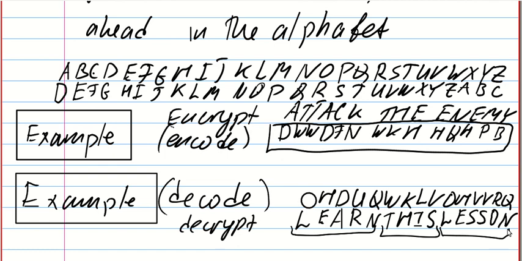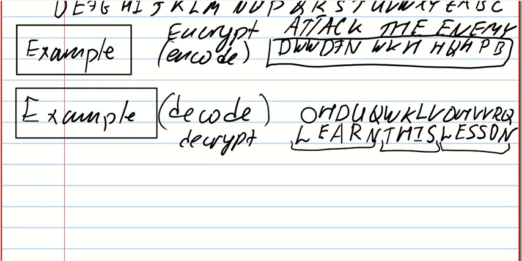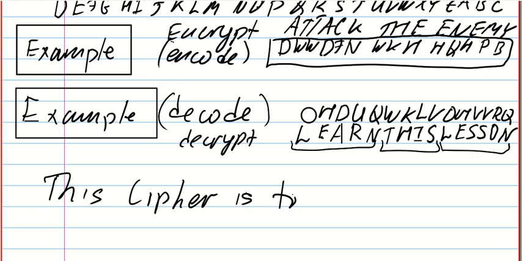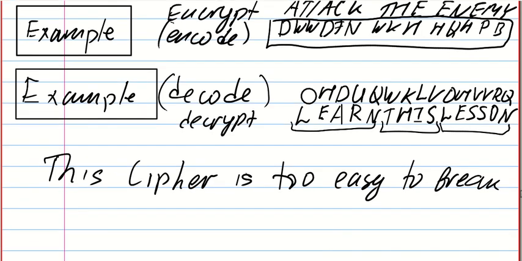So pretty nice code. Easy to encode, easy to decode, but what else is easy? It's easy to break, right? This cipher is too easy to break. Why? Because you can just use brute force. What is brute force? You remember it probably.